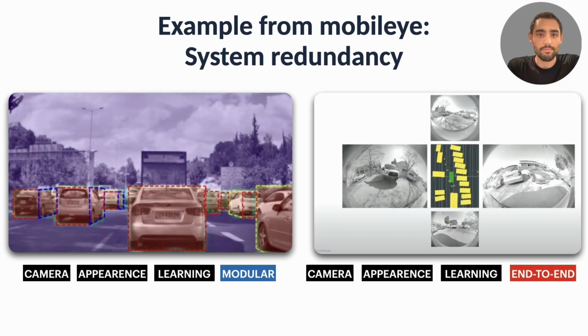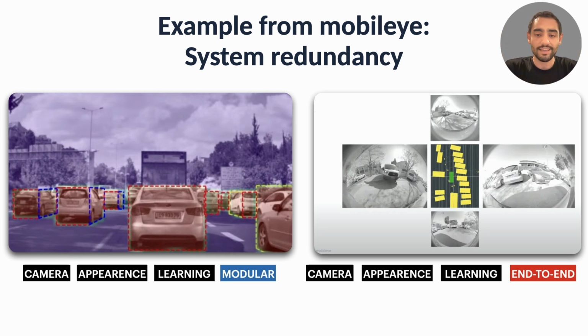So let's see some examples, for example, with system redundancy, okay? So here it's really modular versus end-to-end. And you can see a big difference: when you're doing the modular approach and looking at the camera, you're really looking at the camera features, in the camera space. But when you're in the end-to-end plane, you kind of have to fuse all the cameras together and have the bird's eye view.